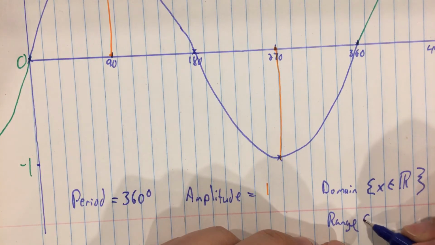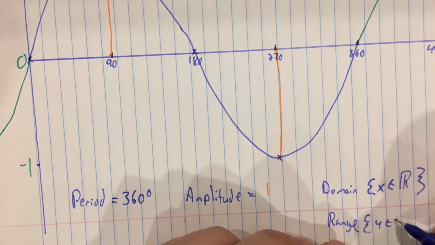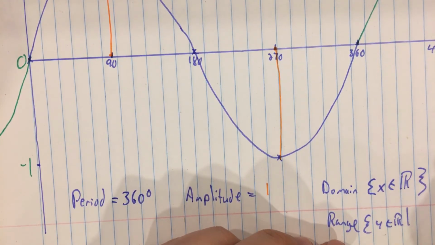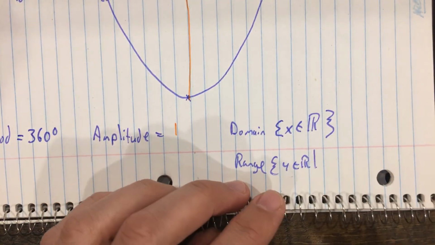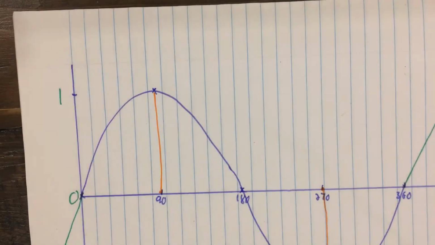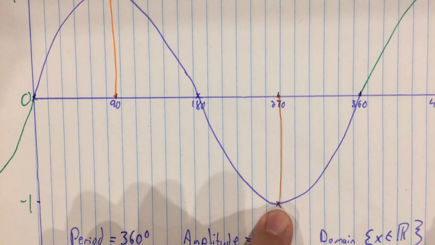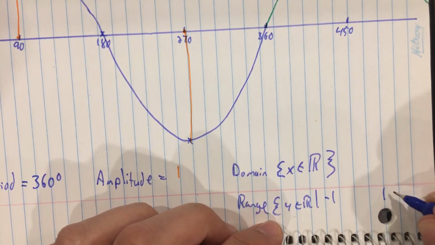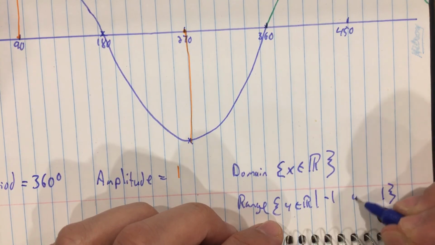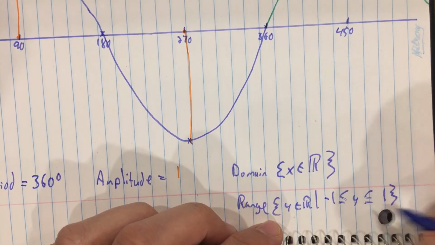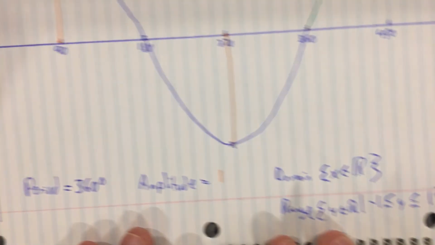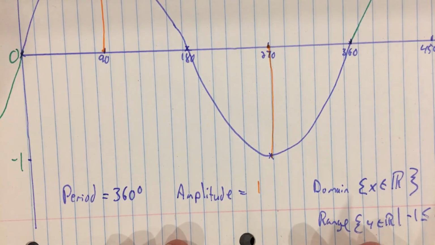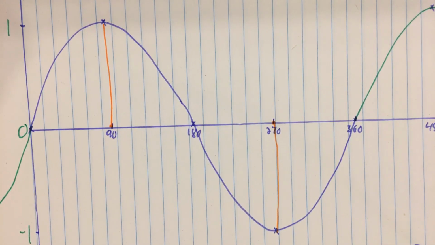And our range is talking about our y values contained in the real number system, such that, well, we do have restrictions here. Our restrictions are that y is always between -1 and +1. So -1 is my low end and +1 is my high end. So that's the domain and range, the amplitude and the period of the sine function.